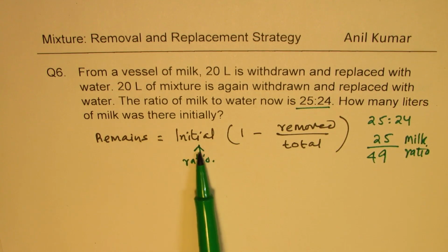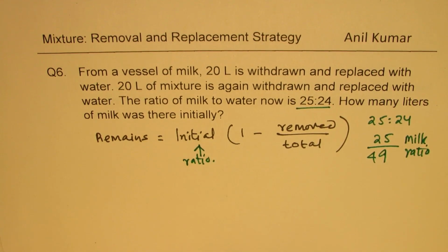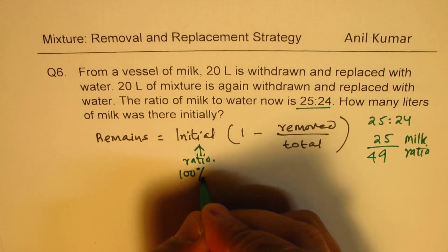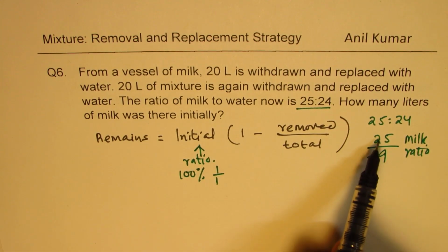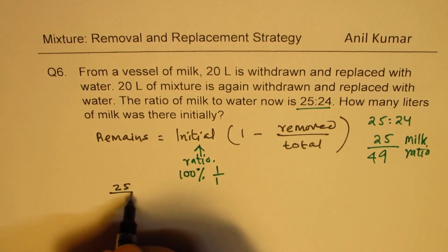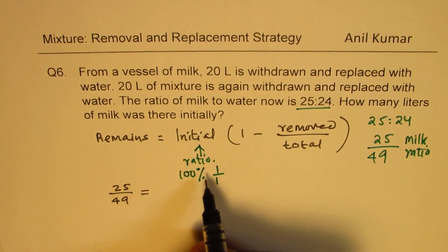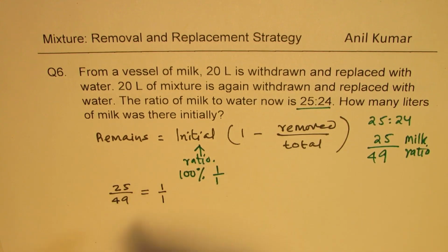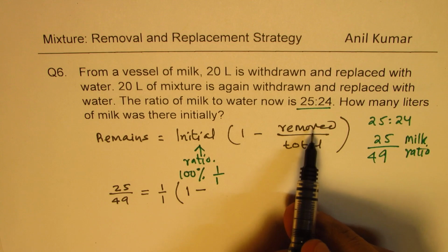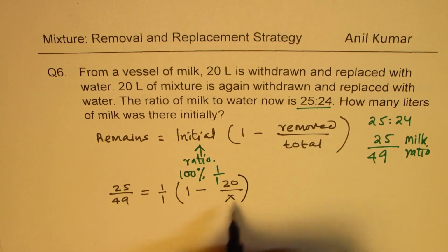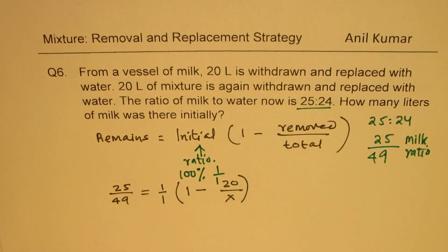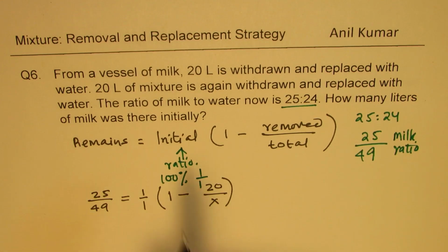Now the ratio is 100%. You see this is 100%, so 1 out of 1. So this ratio is 100%. That means 1 out of 1. Is that clear? Or you can say x over x, whatever you want to write, right? So now, using this, we'll use the ratio 25 over 49 is equal to, you can say x over x or 1 out of 1, right? So ratio we are taking times 1 minus what is removed? 20 liters, right? So 20 out of what? We don't know. You could actually write x also here, x out of x, one and the same thing, right? Because we are writing it in ratios. So I hope you understand this step, right?